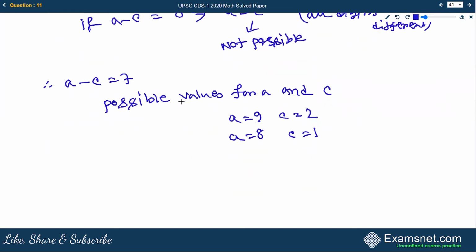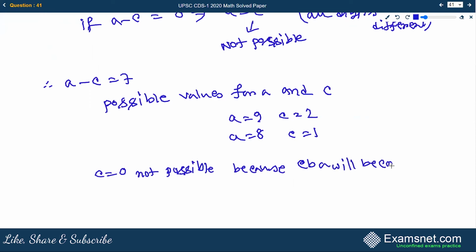First of all, c can't be 0, because if c is 0, CBA will become a 2-digit number. Okay, let me write c equals 0, not possible. Not possible because CBA will become a 2-digit number, but this is a 3-digit number. So we won't take c equals 0.